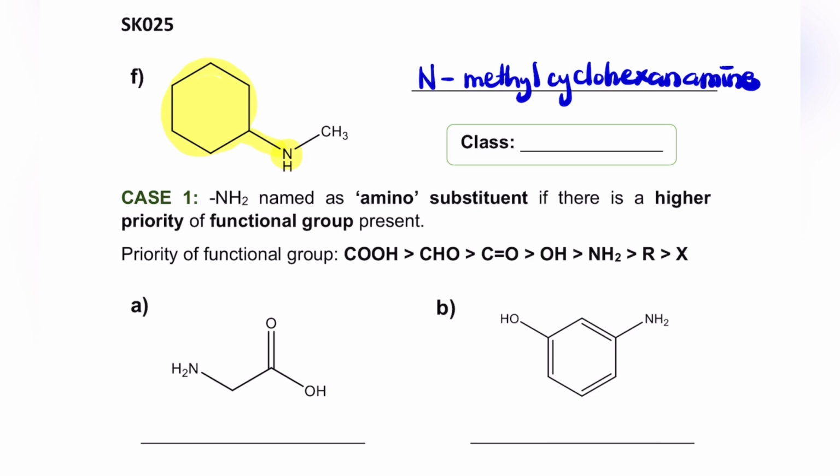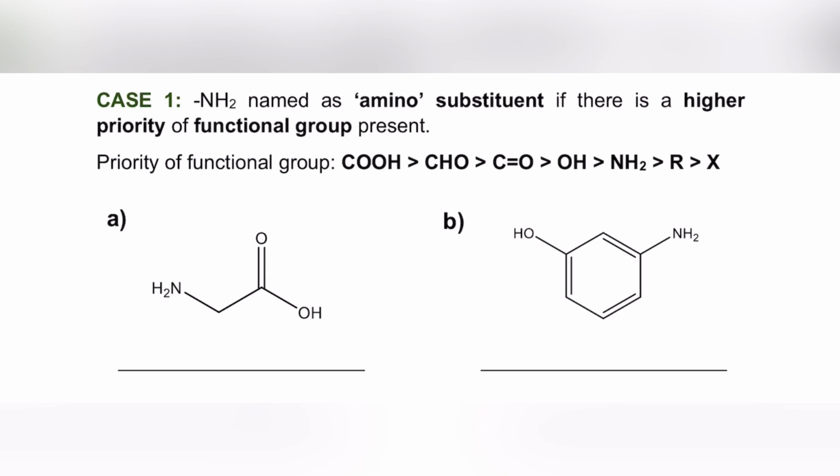And then you can see that we have two substituents. We have two alkyl groups here. This is our secondary amine. So this is very simple. Now kita akan masuk beberapa cases untuk special part for the nomenclature of amine.